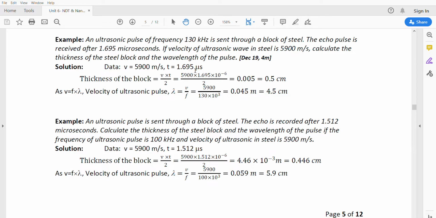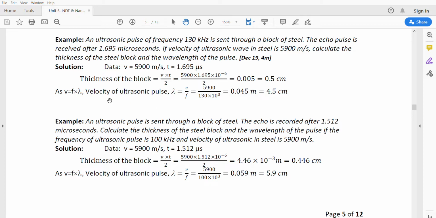So substitute the velocity value, that is 5900 × 1.695 × 10^-6 upon 2. The thickness of the block we got is 0.5 centimeters.